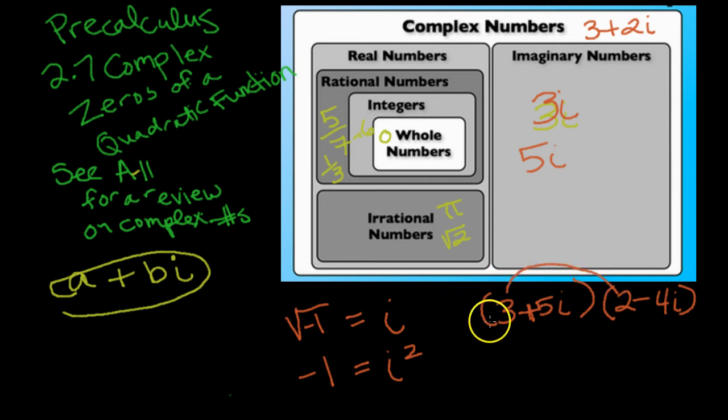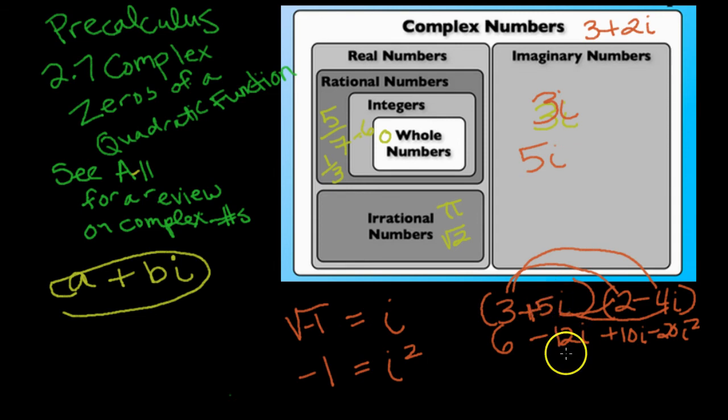The idea of FOIL, so 3 times 2 is 6. 3 times -4i is -12i. Then we have 5i times 2, which is 10i. And 5i times -4i is -20i squared. So that's where that definition of i squared equaling -1 comes in. Now if we simplify this and combine like terms, we have 6 minus 12i plus 10i is -2i. And then we have minus 20i squared, which is -1.